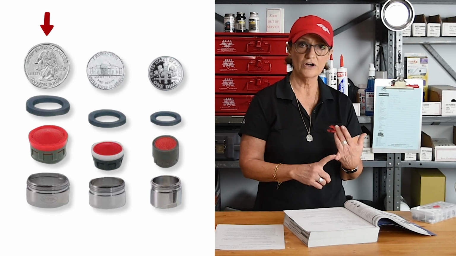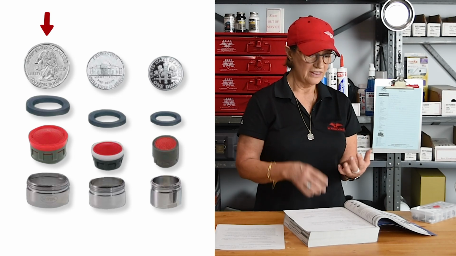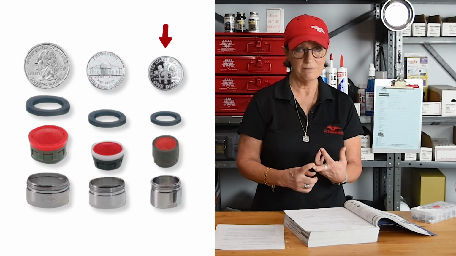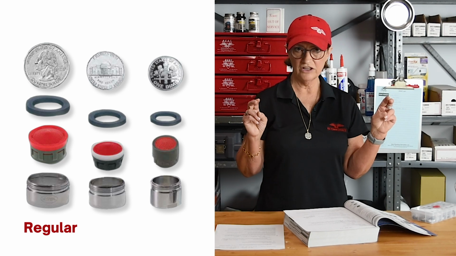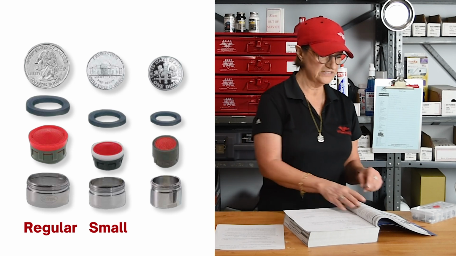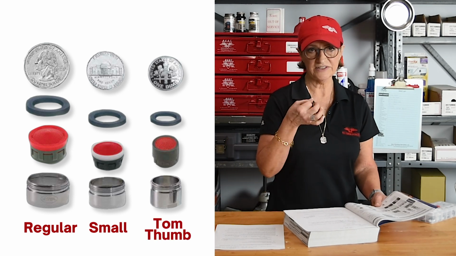The first one, the largest, is the size of a quarter. The next one down is the size of a nickel. And the next one down is the size of a dime. So the largest one is called a regular. The one that's the size of a nickel is called small, and the one that's the size of a dime is called a tom thumb because it's so small. So you've got the size.